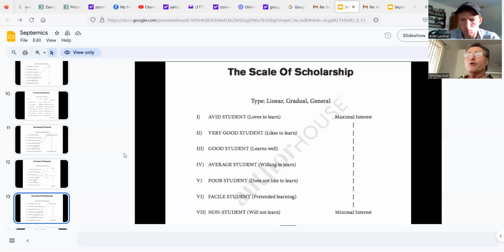Now, the poor student is somebody that's easily identifiable. He does not like to learn. Why doesn't he like to learn? Because he doesn't have interest. If he were interested, he would like it. You see? So this is somebody who's a poor student. Now, the poor student is better than the facile student. The facile student very often gets better grades than the poor student. But the poor student can be helped because you can identify him as a poor student.